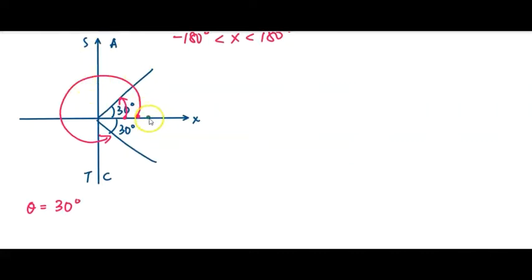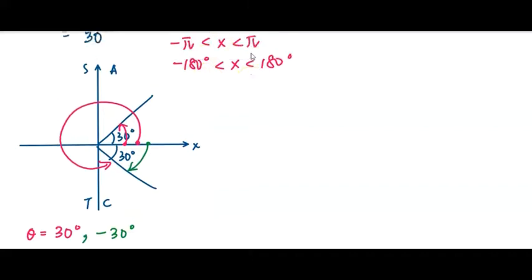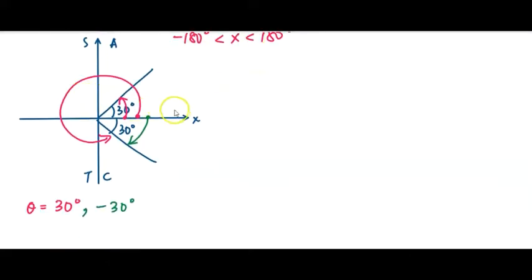And now we try to rotate our angle following the clockwise direction. The second angle is negative 30 degree. Okay, so this angle is going to be accepted because it's in the range of the x. If I continue to measure, this angle of course is already less than negative 180, so I'm not going to take it as an answer.